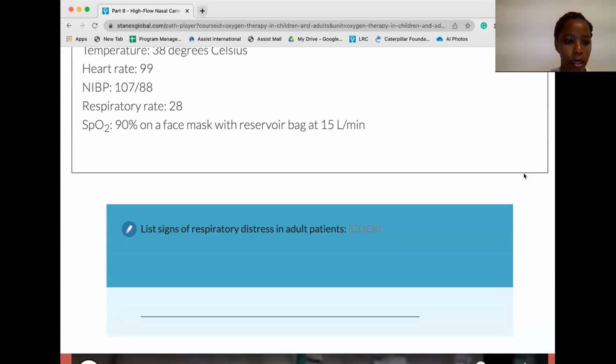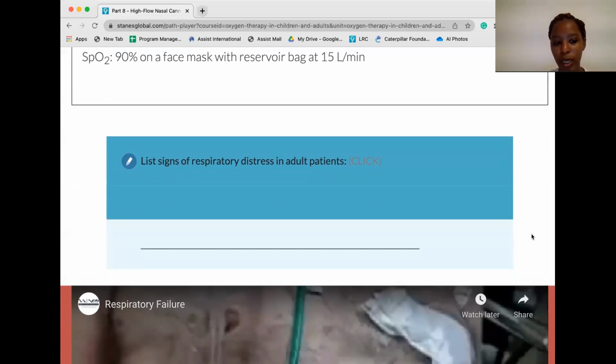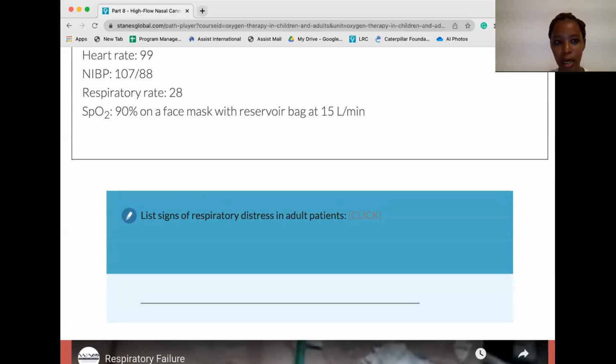So from this, list signs of respiratory distress in an adult. I think we've done this quite a number of times. So if you could put in your responses very fast, a few responses in the chat box. And even just from Mr. G, what are we seeing? What kind of respiratory distress is he having? Maybe we can have a few responses. Anyone? Thank you. I can see someone saying tachypneic and he has low SpO2.